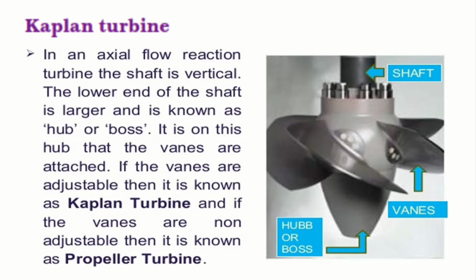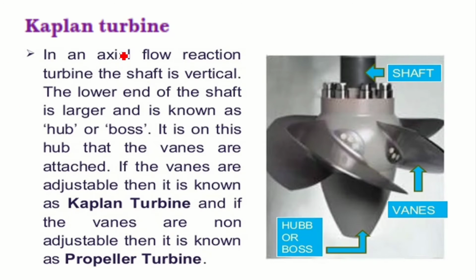Next, the Kaplan turbine. In the Kaplan turbine, we are placing the blades over a hub. These blades are adjustable because a servo motor mechanism is placed inside the hub so that we can change the angle of the blade according to the load required. That is the main difference between the propeller turbine and the Kaplan turbine. In the case of the Kaplan turbine, the vanes are adjustable, but in the case of the propeller turbine, the vanes are not adjustable. They are fixed vanes.